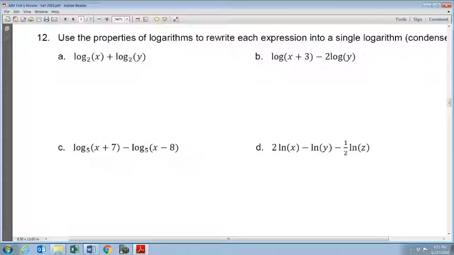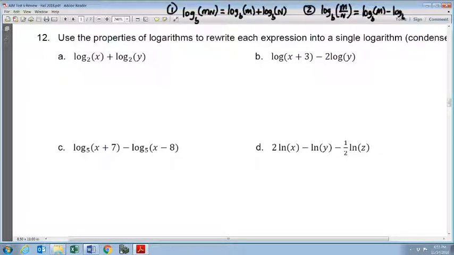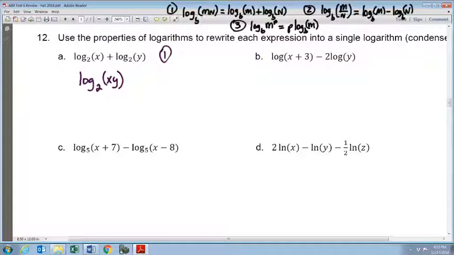All right, so on 12, now we're going the opposite direction. So notice on A there, that's a sum of logs, so that's our first rule. I'm going to go ahead and write down the rules again. So let's see, we've got the product rule, the quotient rule, and the power rule. So clearly we need to use the first rule where we have a sum of logs. We're just going the opposite direction. So we can multiply the x and y and make this into 1 log. That's all that we need to do here.